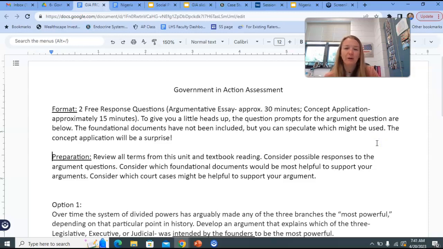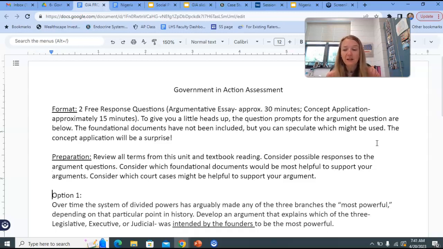So to prepare, I'd look back at all of your terms, your textbook reading, right? Consider what are some possible answers to your argumentative question. Think about what foundational documents I might throw on there that you might want to review for this assessment.